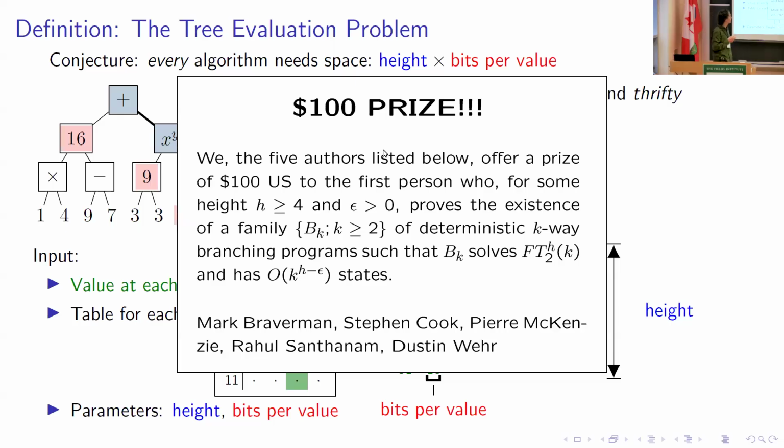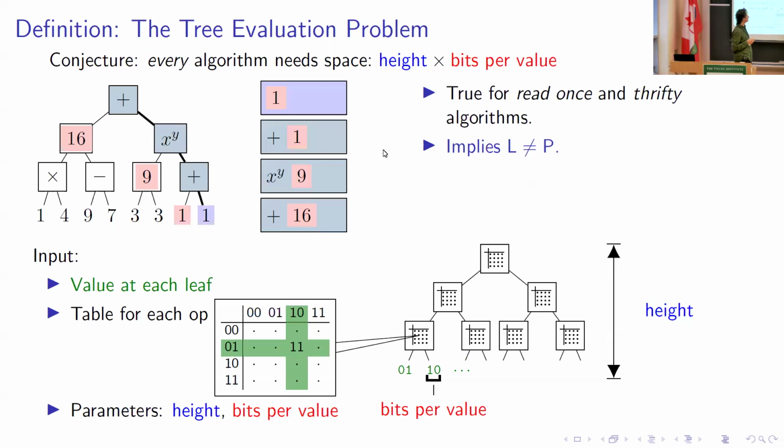Okay, so why does everyone care so much about the tree evaluation problem? Why are people offering prizes and proving lower bounds? You might think it's because this is practically interesting. If you could come up with a better algorithm, you could actually use it. But the real motivation is complexity theory. So in particular, if you can prove this conjecture is true, that proves that log space is not equal to polynomial time. To see why that is, we're going to need to measure the size of the input to the problem.